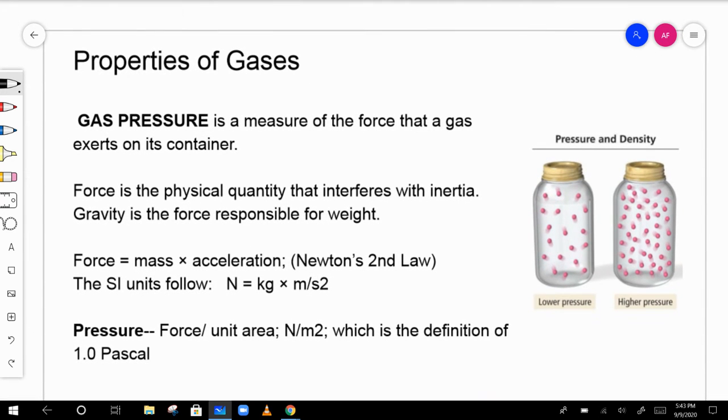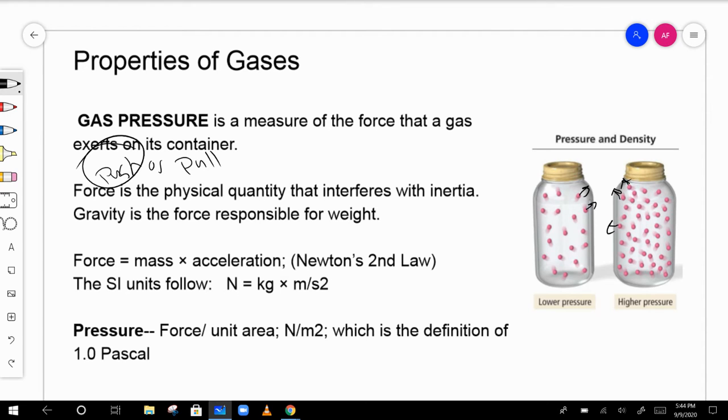When we talk about pressure, pressure is just the measure of force that a gas exerts on a container. Now, force is a push or pull. That's the definition of a force. And in this case, we're always talking about a push. These gas molecules are pushing on the outside of the container. That is what pressure is.